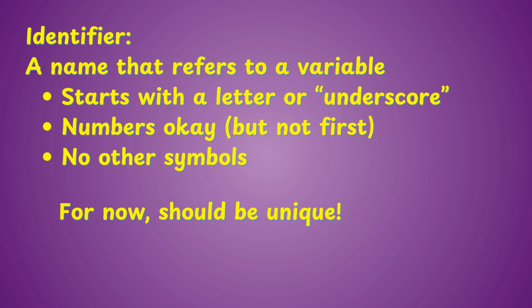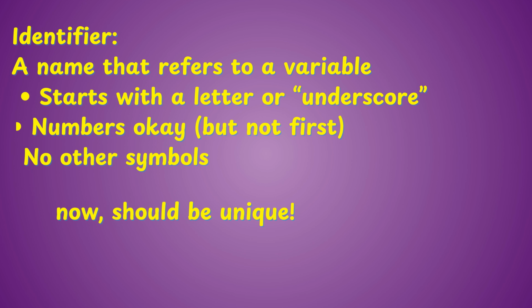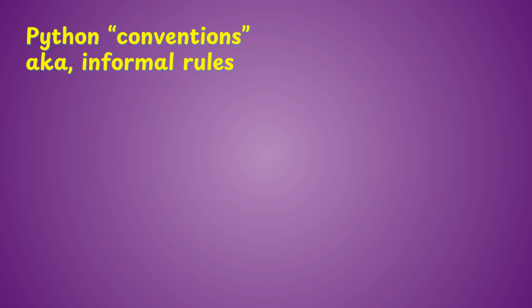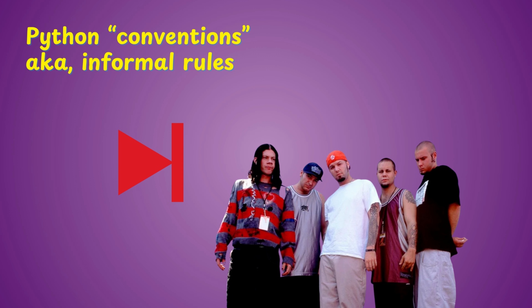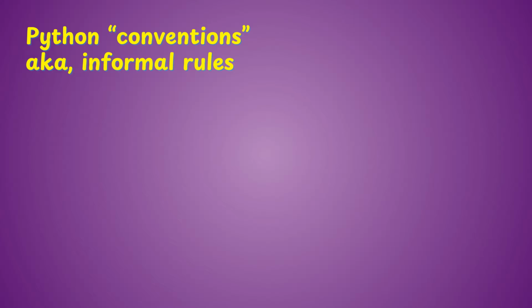Those three rules are all Python cares about, but the humans who look at your code have some expectations about identifiers too. Different programming languages have different conventions. A convention is not really a rule, it's something people agree to do, like hitting skip if a Limp Bizkit song comes on. No!